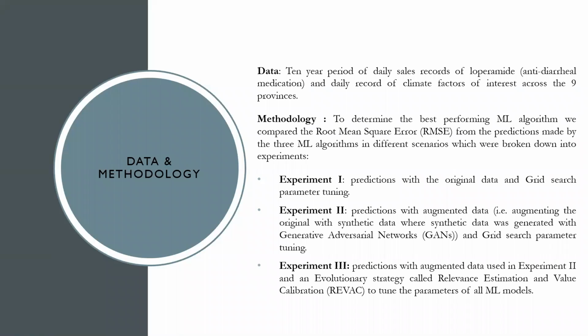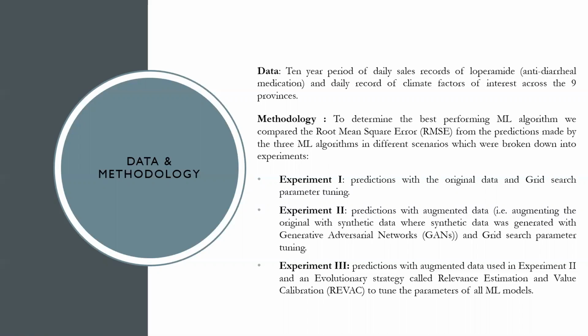So we got a 10-year period of daily sales records of loperamide, which is an anti-diarrhoea medication. And we also got a daily record of climate factors of interest in the nine provinces. We use the daily sales record as a proxy to identify the number of diarrhoea cases in a specific province. So if there are 10 sales, we will just mean there are 10 cases.